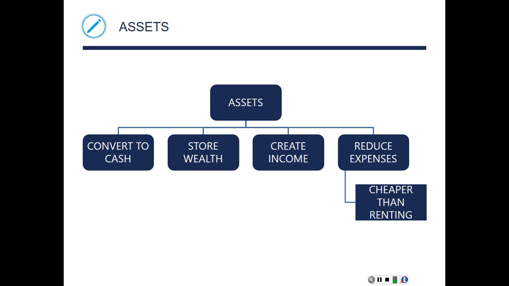You can also use your assets to reduce some of your other expenses. So maybe your house payment is less than what it would be to rent. And you're trying to reduce those month-to-month expenses. Maybe your car payment is less than the lease of the car, or is less than what it's going to cost by taking Ubers all the time, if you were living in a bigger city.